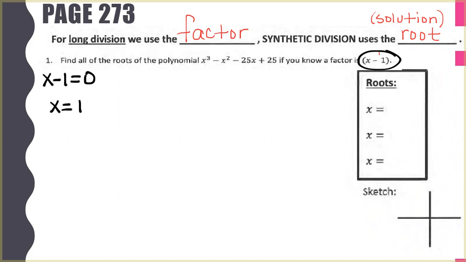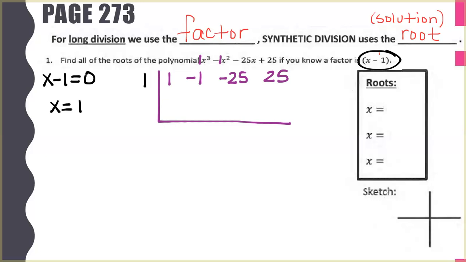And now I'm going to use the coefficients of the polynomial, only the coefficients. So there will be a 1, a -1. So I have 1, -1, -25, and +25. Put this root that we got on the outside. You drop down the first number. You don't do anything with that first number. Multiply 1 times 1, put that under the next, and add.